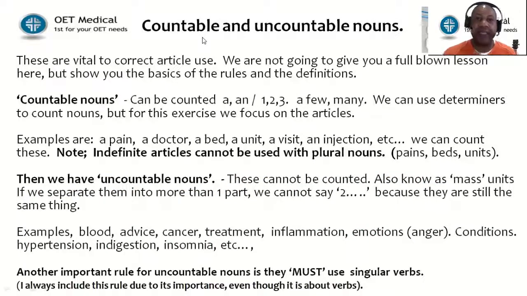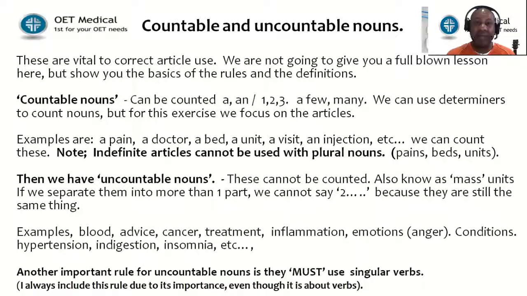Now, next thing, countable and uncountable nouns. These are vital to correct article use. We're not going to give you a full-blown lesson here, but show you the basics of the rules and the definitions. So countable means you can count it. One, two, three, a few, a many. We can count things in different ways, but for this, we're only going to look at a and an.